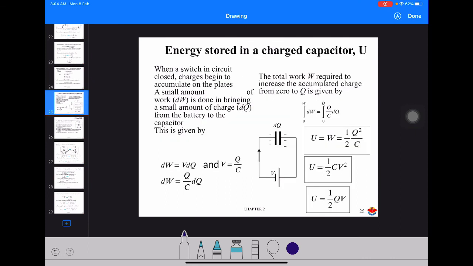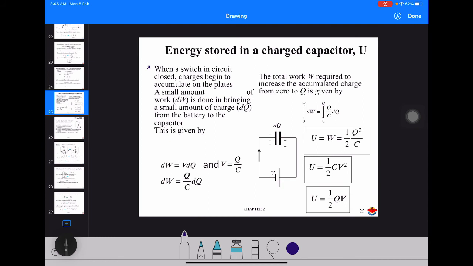Okay, energy stored in a charged capacitor. When the switch in the circuit is closed, charge begins to accumulate on the plates. So this is what happens when you close a switch. Basically, the circuit is complete and the current is running. A small amount of work is done in bringing a small amount of charge from the battery to the capacitor. This is given by: the amount of work is equal to V delta Q, the change in charge, and V equals Q over C. So I can write this as dW equals Q over C dQ.